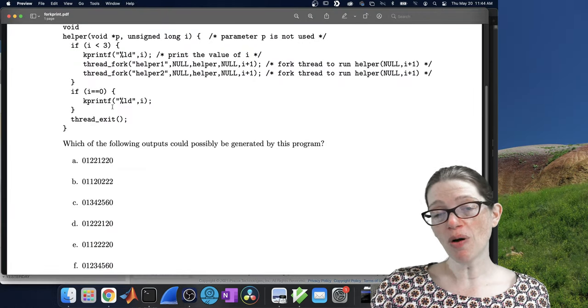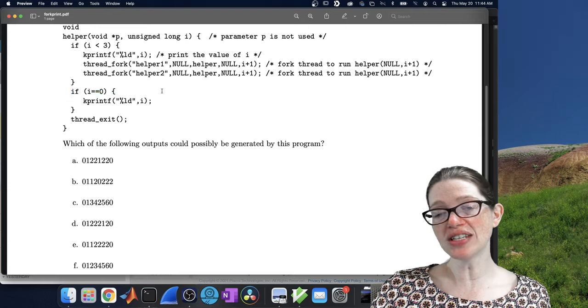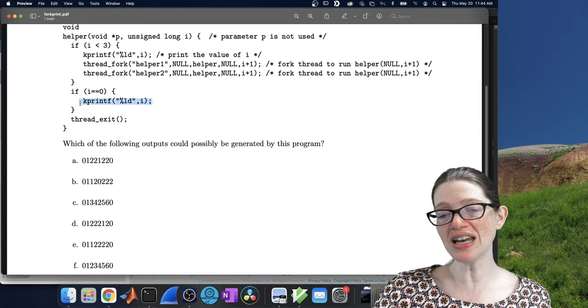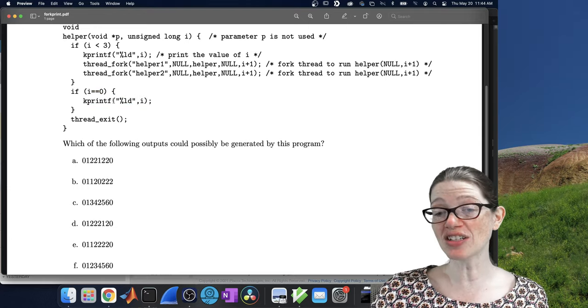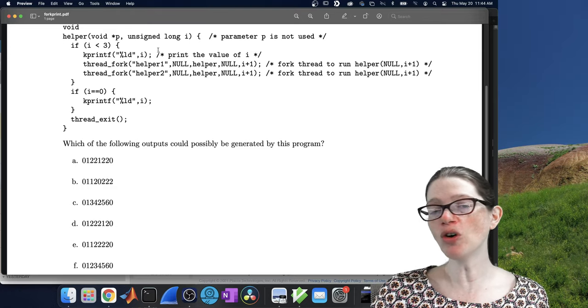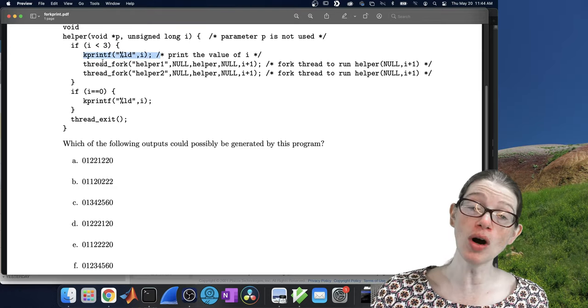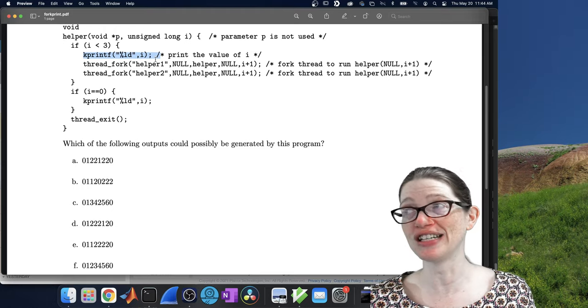The other thing I want to point out is that if i is equal to 0, we are going to print an extra 0, because before we fork threads, if i is equal to 0, we're also going to print a 0.